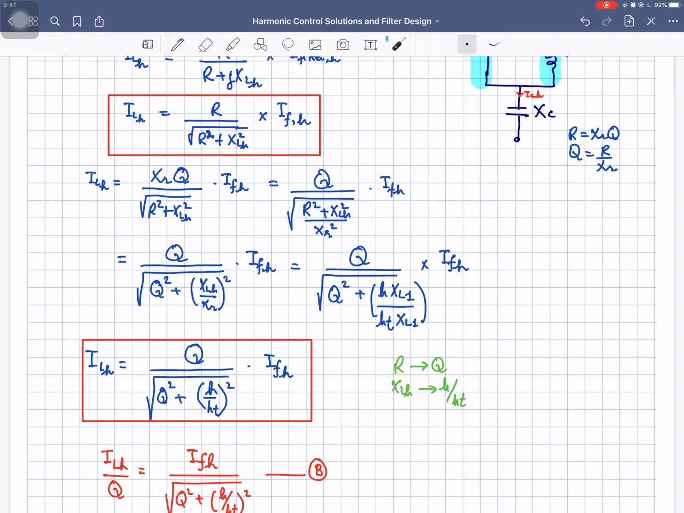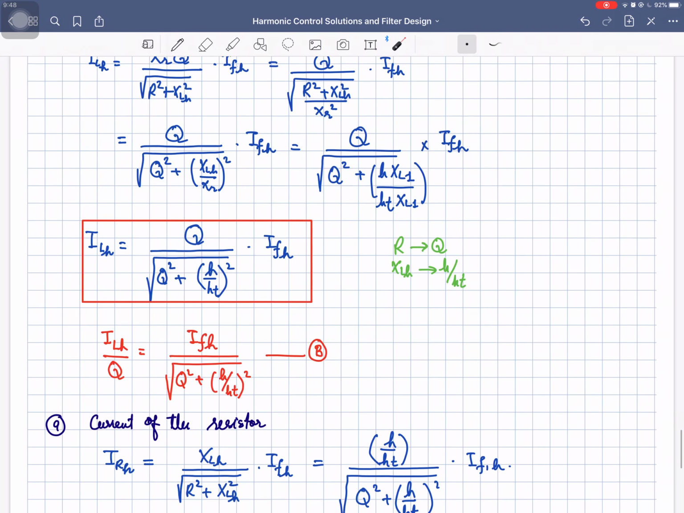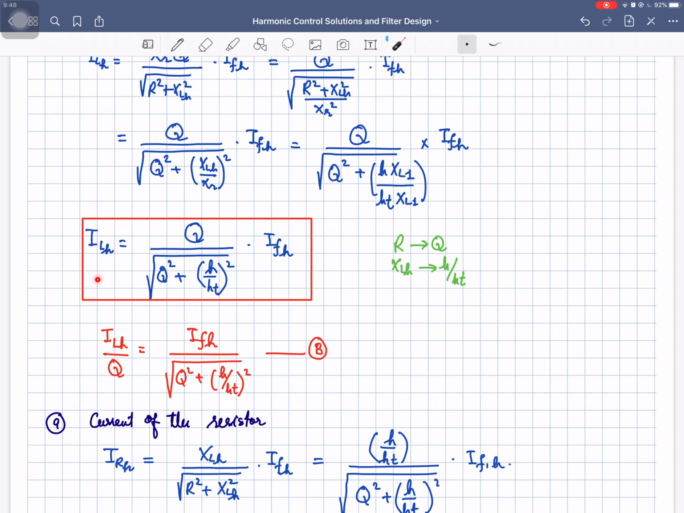Here H is the harmonic that is being considered, and HT is the harmonic at which the resonance will occur, or the tuned harmonic that will be cancelled out by this particular filter circuit. Okay. So now this can be further rearranged and can be written like this: IXL by Q is equal to IF over under root Q plus H by HT square.